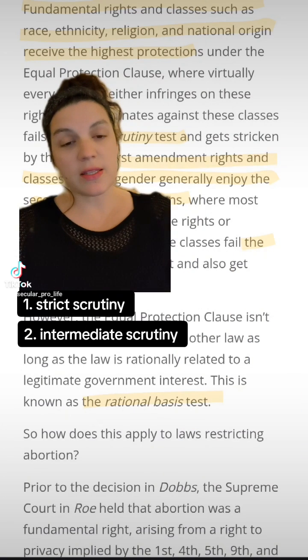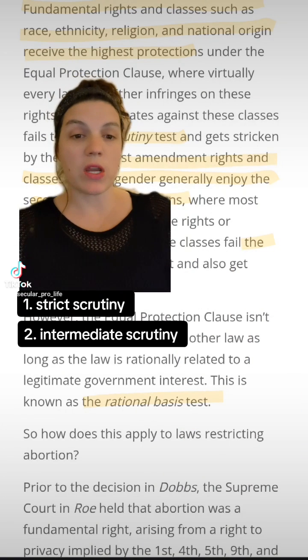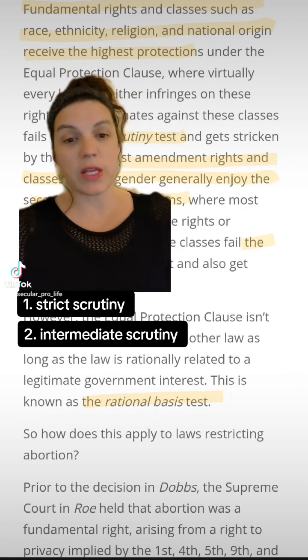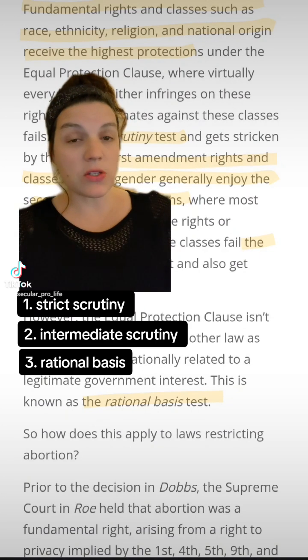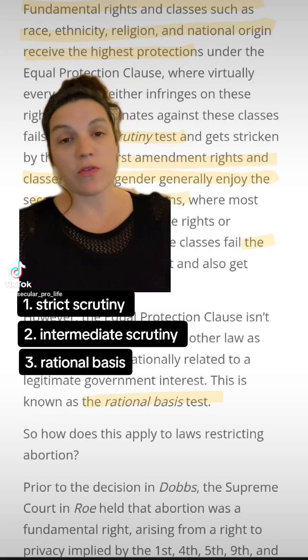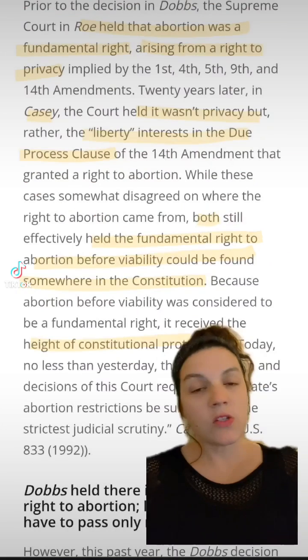But outside of those classes, the Equal Protection Clause isn't generally triggered with any other law as long as the law is rationally related to a legitimate government interest. The law just has to pass the rational basis test. It's really hard for laws to pass the strict scrutiny test, and it's not that hard for them to pass the rational basis test. So previously, Roe v.